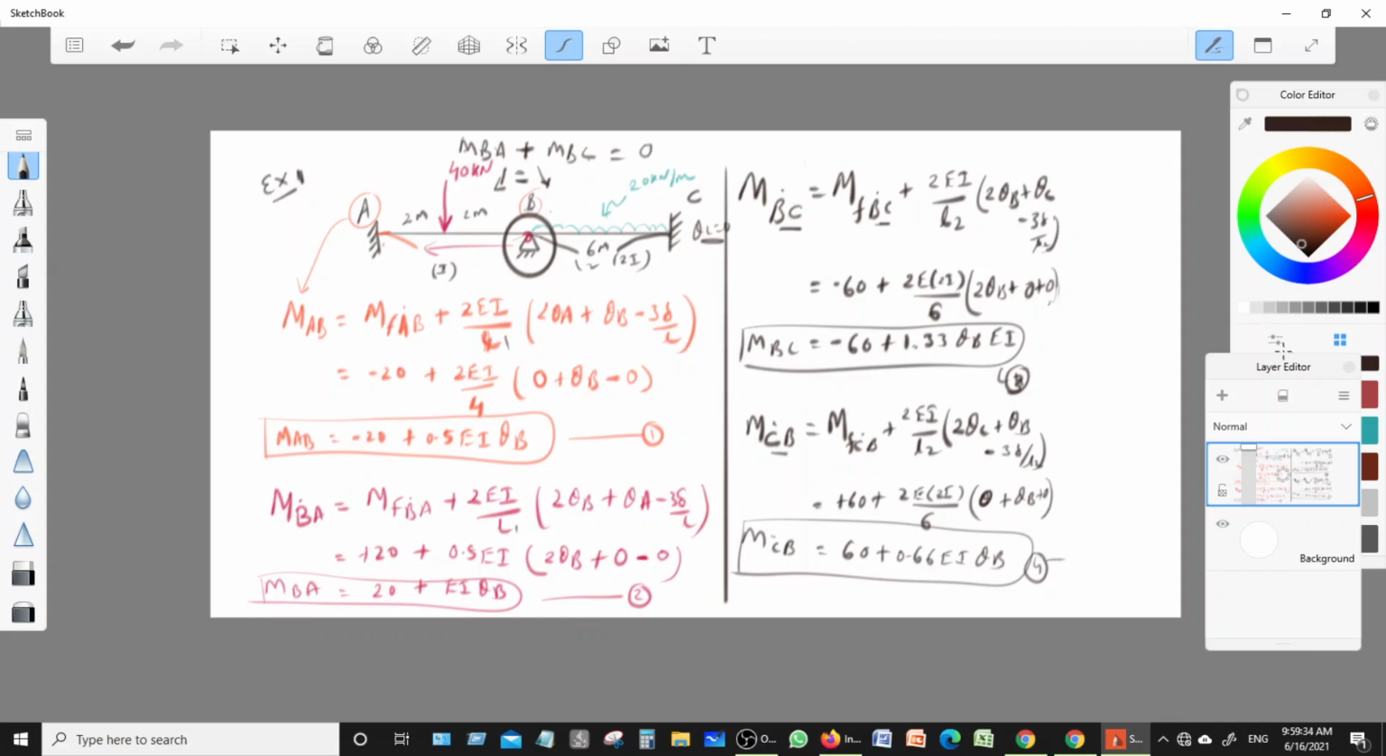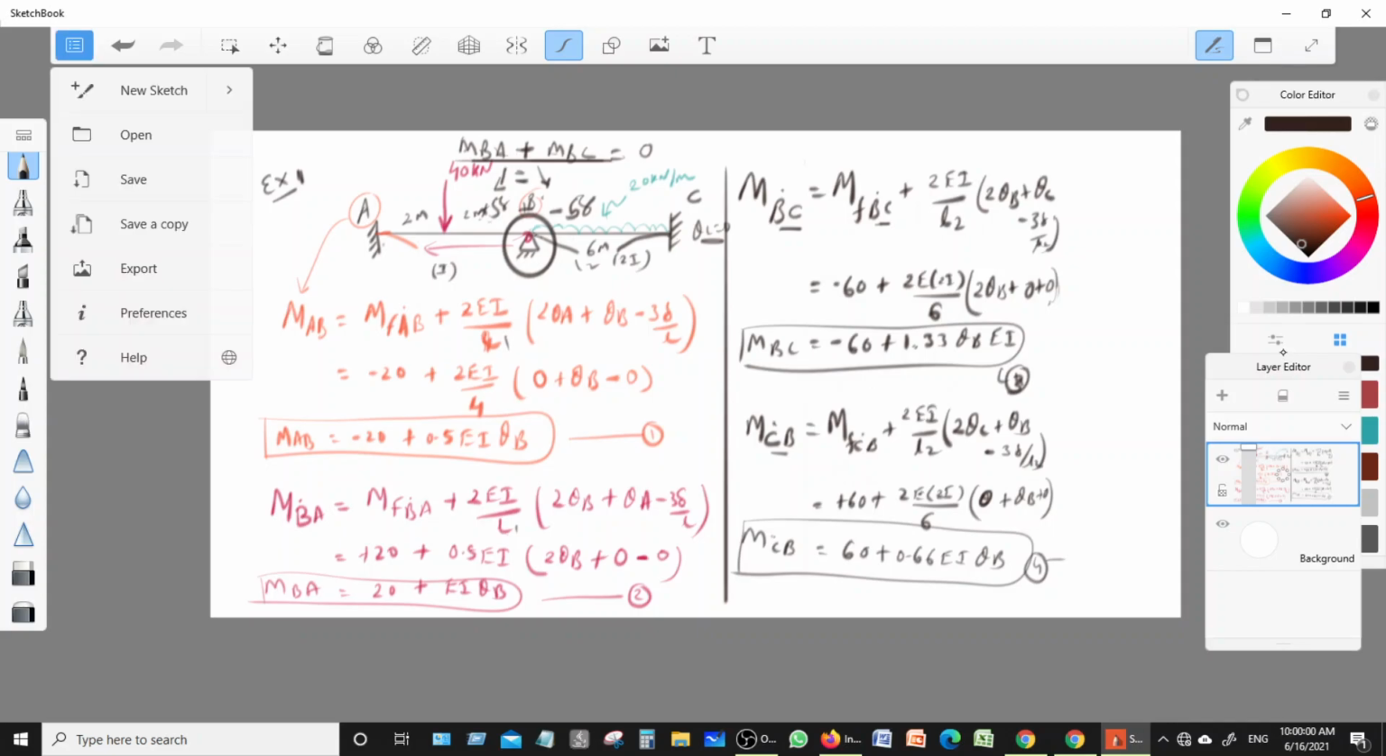At this B support, suppose here you get minus 58 and here you get plus 58. It means both moments will be the same at the support. MBA and MBC will be the same, but the sign will differ. So here we just do the sum. If we sum these two moments, that will be 0. So I will just write that down.